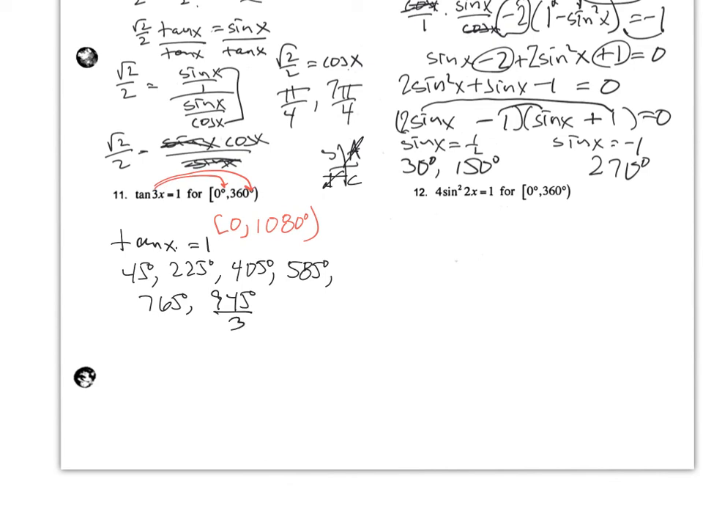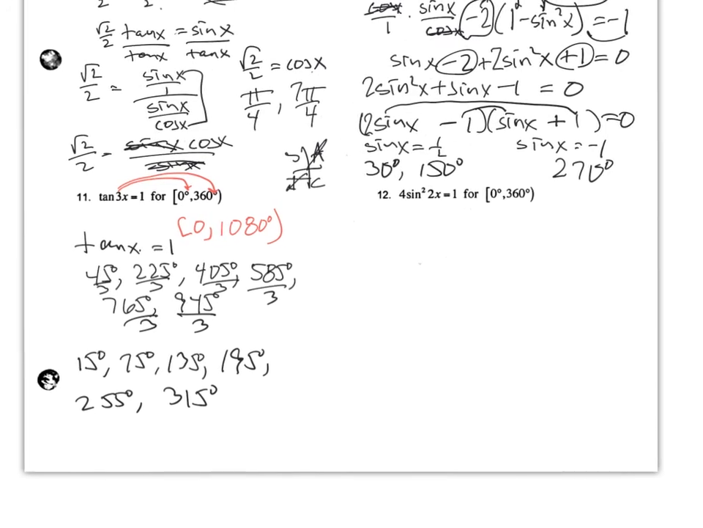So now we're going to go back and divide every single one of these numbers by 3. Don't leave them like that because those aren't the answers. So this should be 15 degrees, 75, 135, 195, 255 degrees, and 315 degrees. And now all of them fit within 0 to 360.